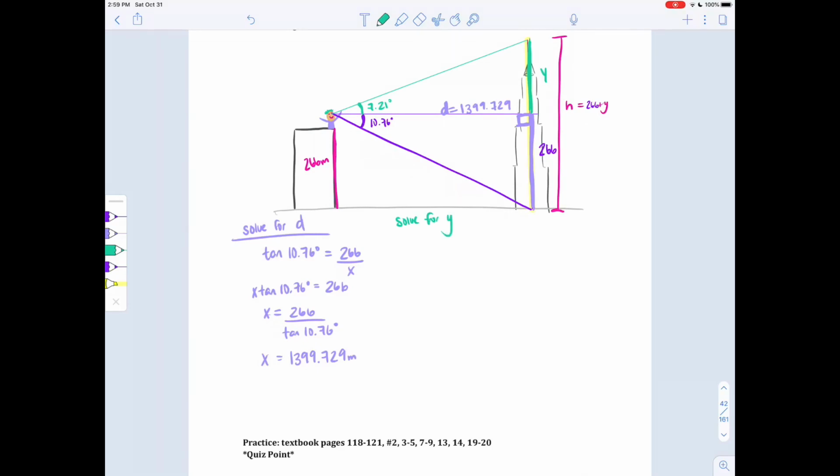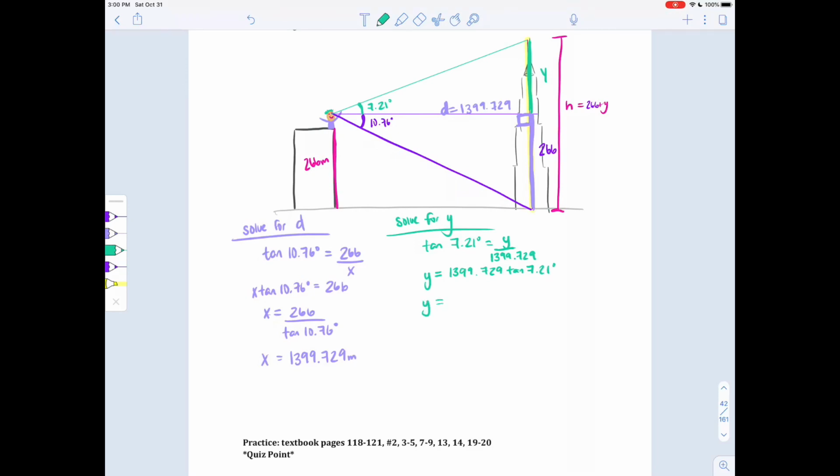Solve for y. Now in solving for y, I'm going to use this angle here. In relation to this angle, my y is going to be my opposite, and my D is going to be my adjacent. So again, I'm going to be using my tan ratio. So I have tan of my angle, which is 7.21 degrees, is equal to my opposite, which is my y, over my adjacent, which is 1399.729. Now to get y alone, I'm going to multiply both sides by my denominator, so I'm going to get y is equal to 1,399.729 tan of 7.21 degrees.